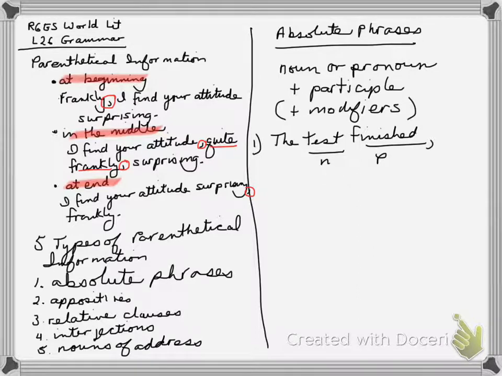Another example. "She walked out the door, her head turning for a last look at home." Long absolute phrase. The main subject and verb is "she walked." She walked out the door, her head turning for a last look at home. "For a last look at home" is just more modifiers. This is the noun of the absolute phrase, and this is the participle.